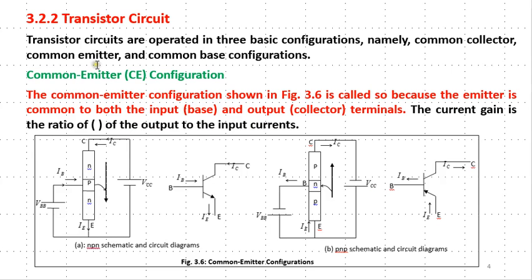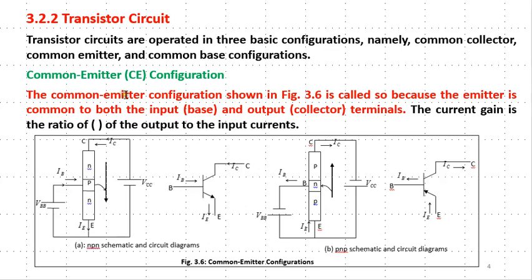Now, for us to use this transistor in different applications, we have to configure it in the form of a circuit. That is, we connect it together with other components. Based on this, the transistor circuit has three basic configurations. There is what we call common collector configuration, common emitter configuration, and common base configuration. Now let us start looking at these configurations one after the other.